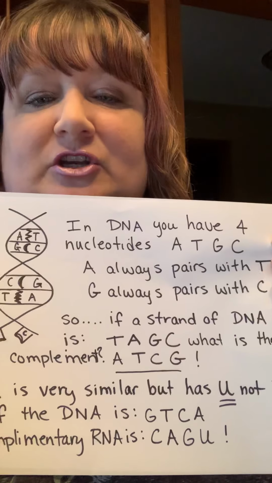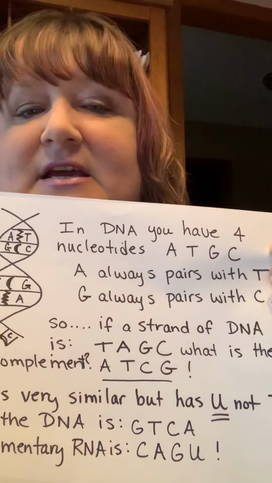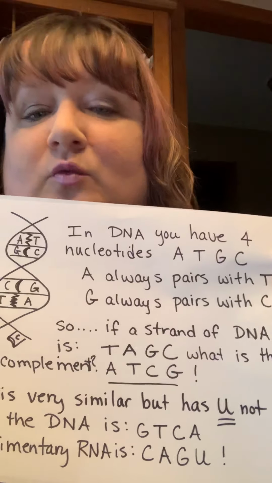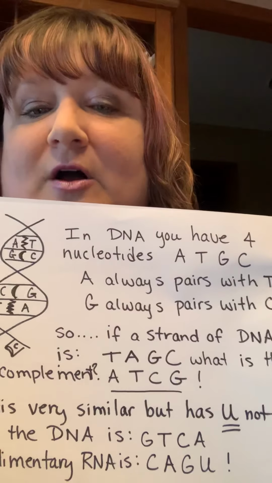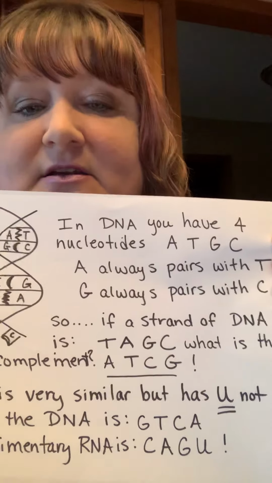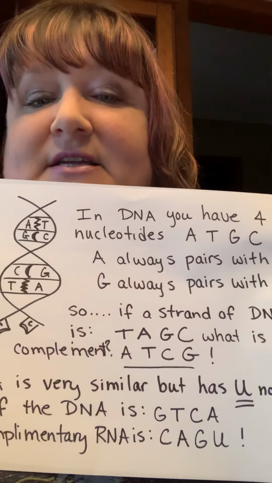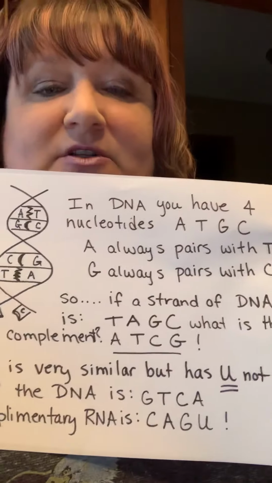So if I have given you an example like this one, TAGC, then what would be the complementary pair? Well, T pairs with A, so you would get A. A pairs with T, you get T. G with C, and then C with G. So your complement is ATCG. I'm sorry.